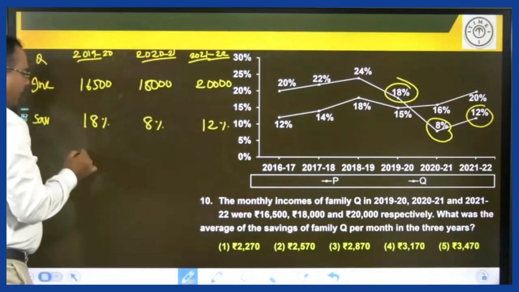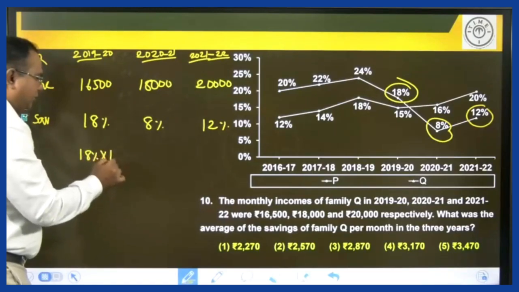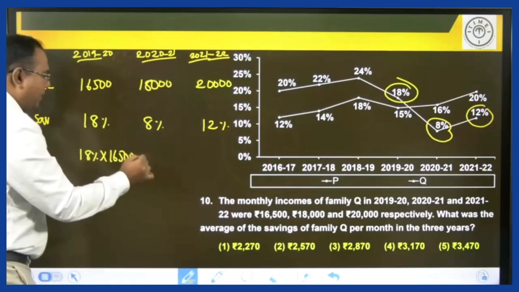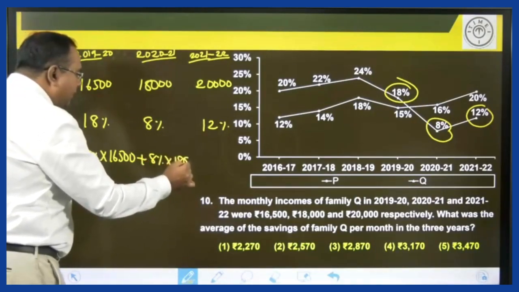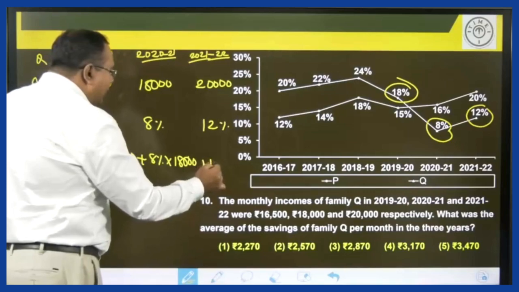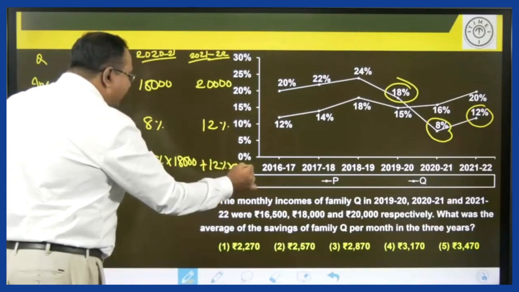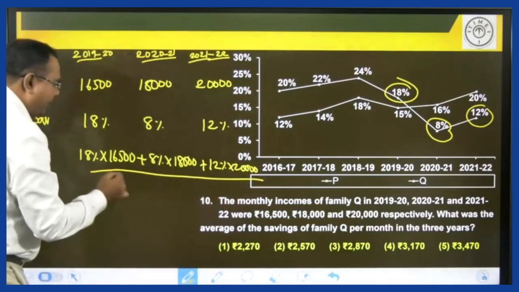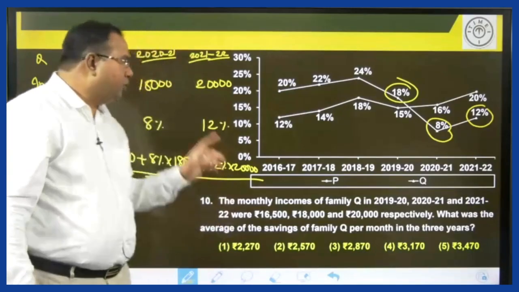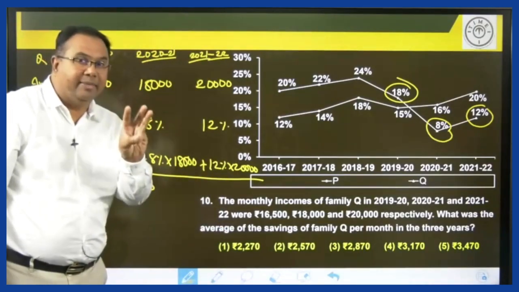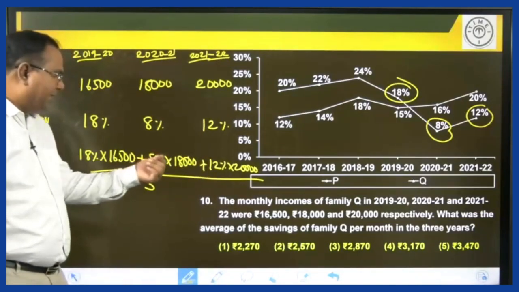Generally, you don't write this actually, but for understanding I am writing 18% of 16,500 plus 8% of 18,000 plus, this is the total of savings, 12% of 20,000. I want the average, so obviously I have to divide by 3. Right, students? Total of savings divided by 3, since it is 3 years. Now, 3 is separate and I can divide everything by 3.